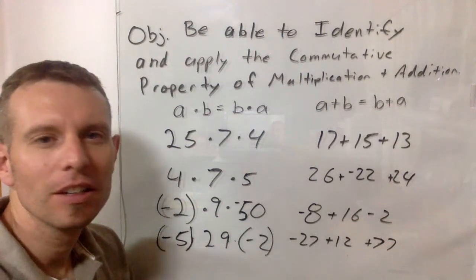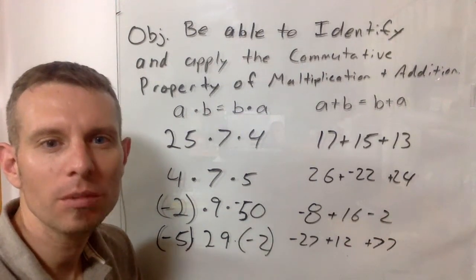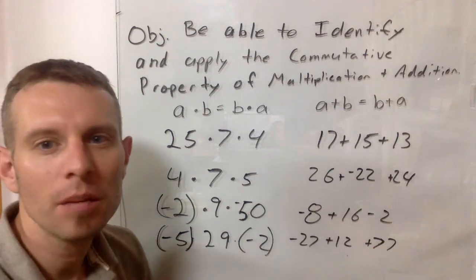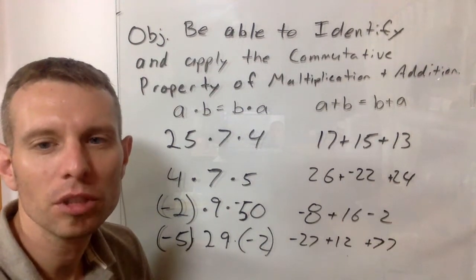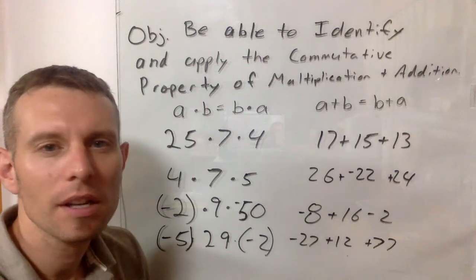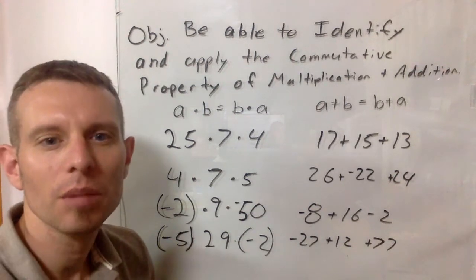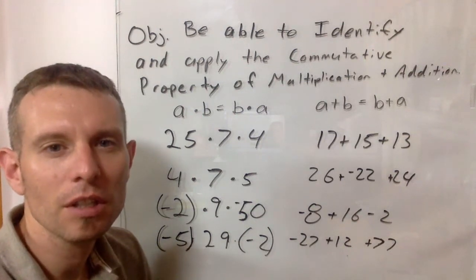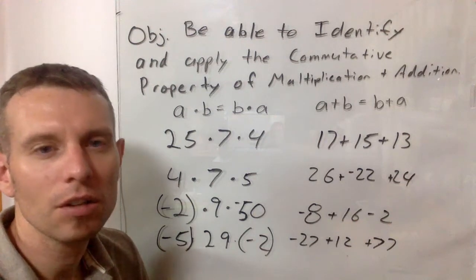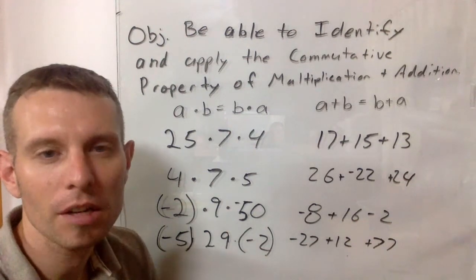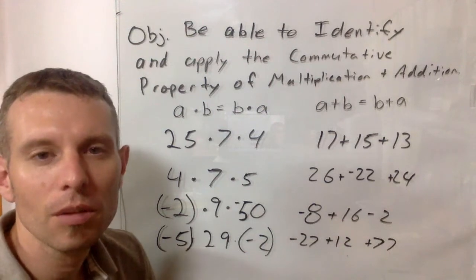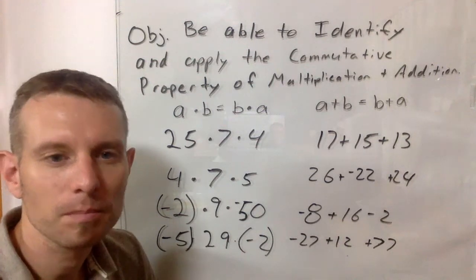All right, in this lesson, you're going to be able to identify and apply the commutative property of multiplication and division. That's commutative property of multiplication and division. Please write down not only just what I say, not only what I show on the board, but also what I'm telling you in your notes.